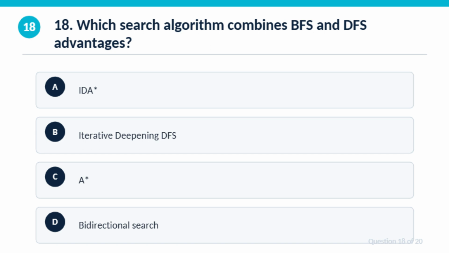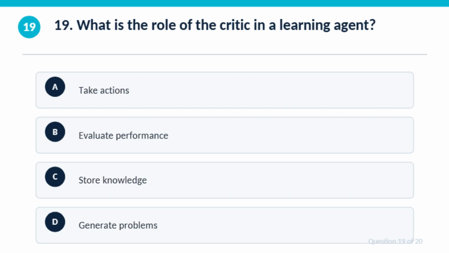Which search algorithm combines BFS and DFS advantages? A. IDA*. B. Iterative deepening DFS. C. A*. D. Bidirectional search. The correct answer is B. Iterative deepening DFS.